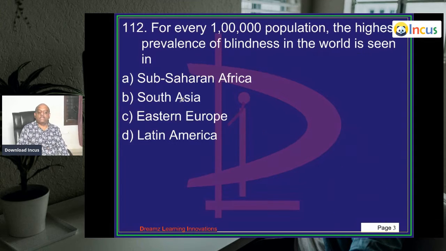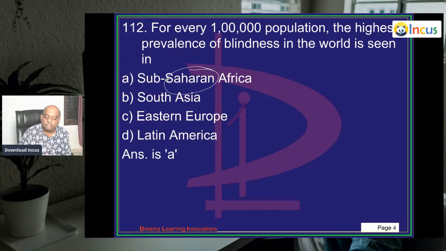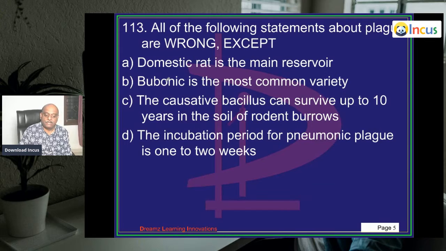Earlier also we answered this question. For every 1 lakh population, the highest prevalence of blindness in the world is in sub-Saharan Africa. Plague: the domestic rat is the main reservoir.